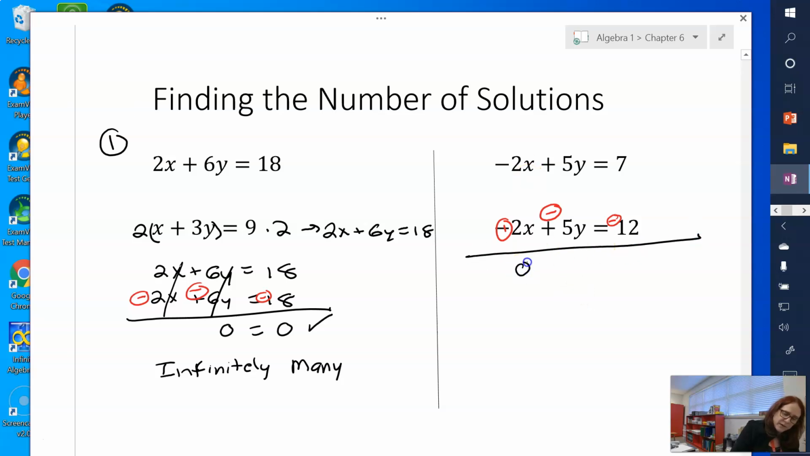2x minus 2x is 0. 5y minus 5y is 0. 7 minus 12 is a negative 5. So I get 0 equals negative 5. That's not true ever. So therefore, this one is a no solution.